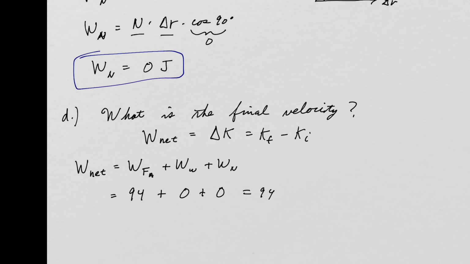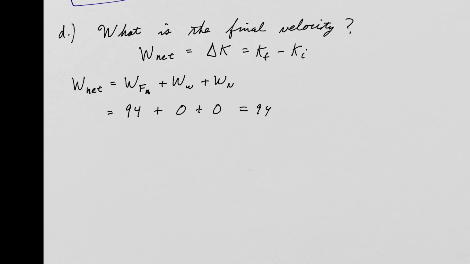And then the change in kinetic energy, we can write this as the final kinetic energy minus the initial kinetic energy. Remember, kinetic energy is 1/2 mv squared, so this would be 1/2 m v final squared minus 1/2 m v initial squared. However, the object started at rest, so the initial velocity is 0. That means the initial kinetic energy is 0. So the net work is simply going to be 1/2 m v final squared. Let's actually solve for v final now.